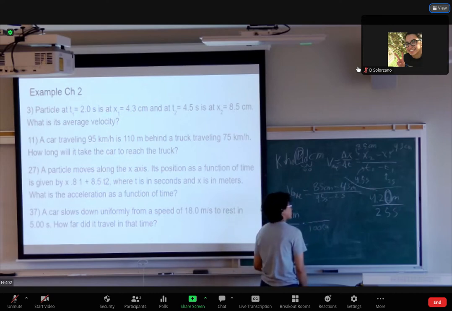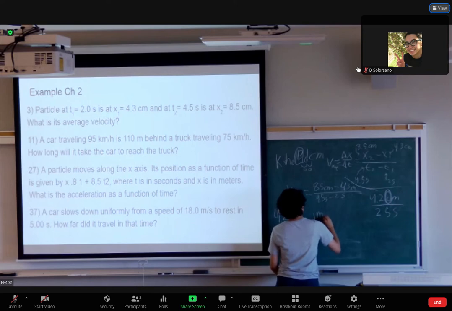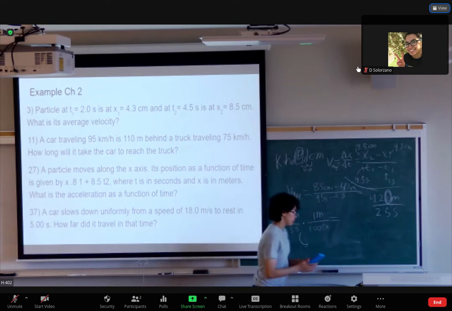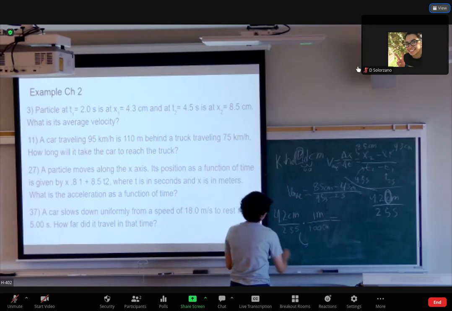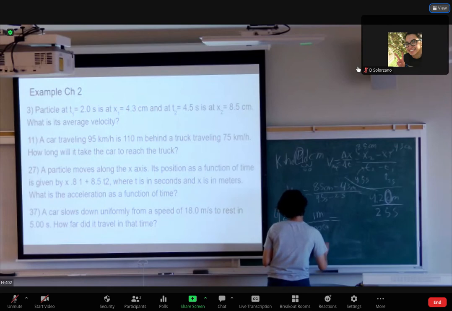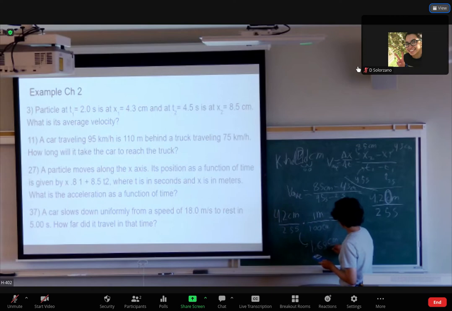People do it with like 10 to the power of negative something. I don't like that. I'm going to do it this way. It doesn't make a difference. And 1 meter. And that's going to get you something that I will calculate right now. So first let's do this part. 4.2 divided by 2.5. And that's going to get you 1.68 centimeters over seconds.